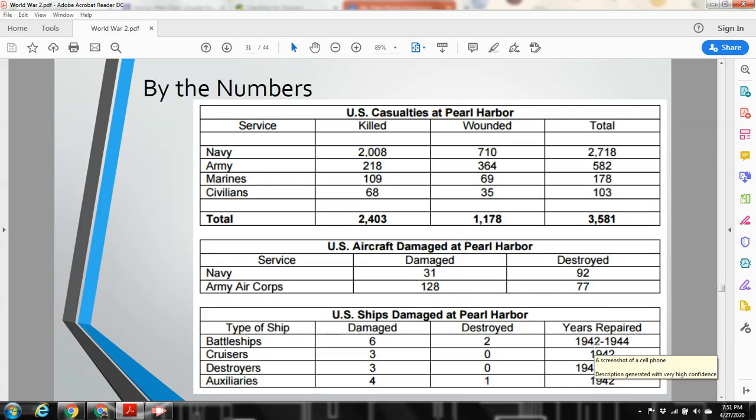Now, here is a thing by the numbers. You can stop and look at this. I'm not going to spend much time on it, but it's basically a breakdown of all the people who were involved. You have the Navy, Army, Marines, and civilians. You have the Navy and the Army Air Corps, which was the airplanes. And then you have the type of ships that were damaged during this time. And it also tells how long it took to repair each ship. So that is Pearl Harbor.